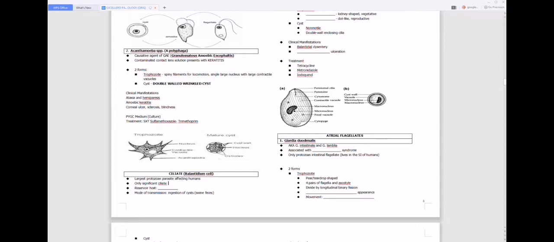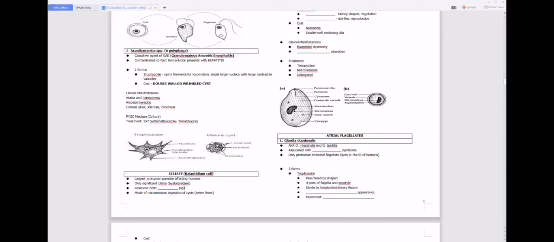This is due to hyaluronidase. So hyaluronidase will digest the epithelium of the large intestine. Okay? The reservoir hosts of Balantidium coli are pigs. So its mode of transmission is ingestion of cysts, with contamination of swine feces.